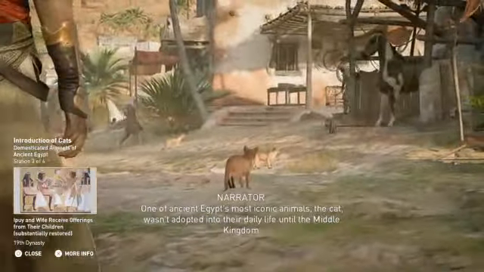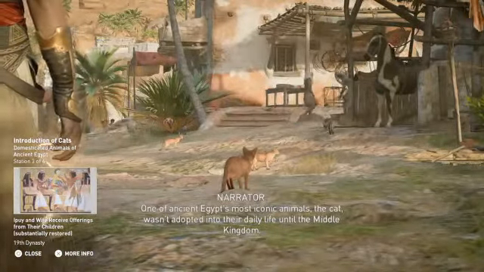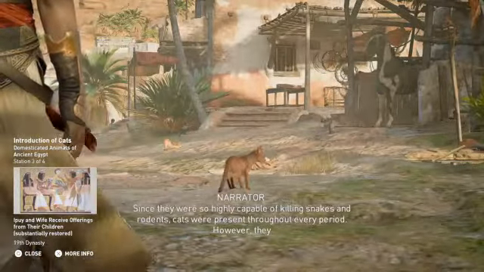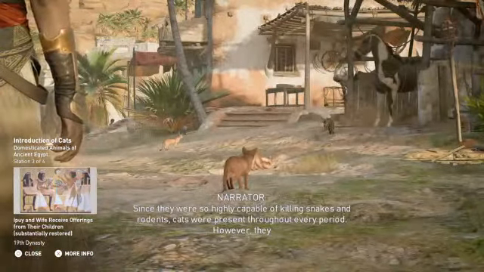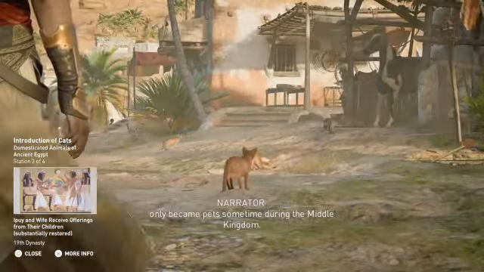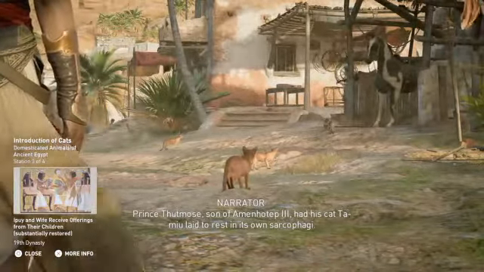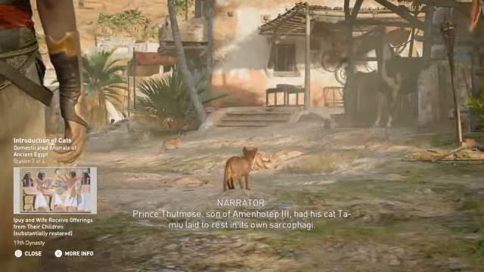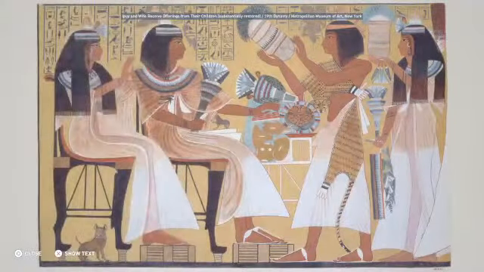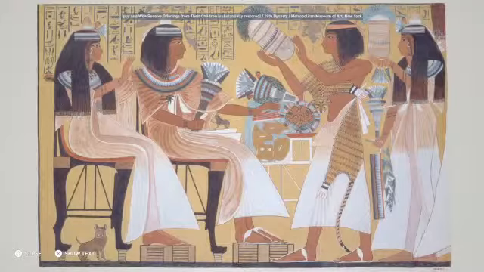One of ancient Egypt's most iconic animals, the cat, wasn't adopted into their daily life until the Middle Kingdom. Since they were so highly capable of killing snakes and rodents, cats were present throughout every period. However, they only became pets sometime during the Middle Kingdom. Prince Thutmose, son of Amenhotep III, had his cat Tamu laid to rest in its own sarcophagus. 19th Dynasty, Metropolitan Museum of Art in New York.